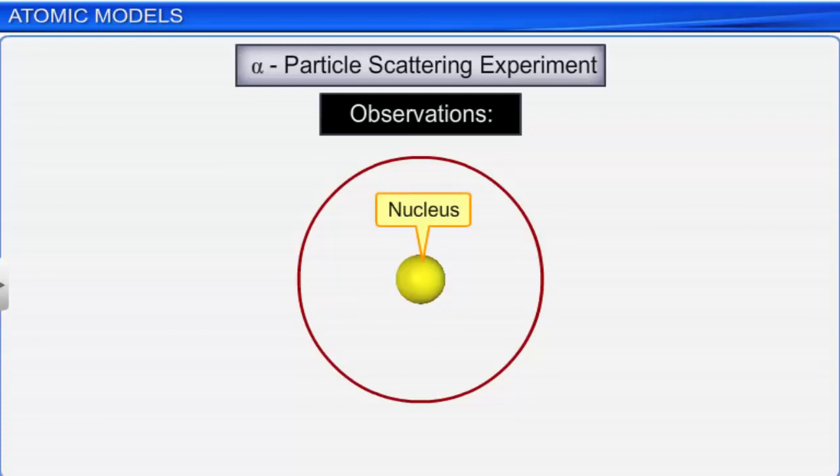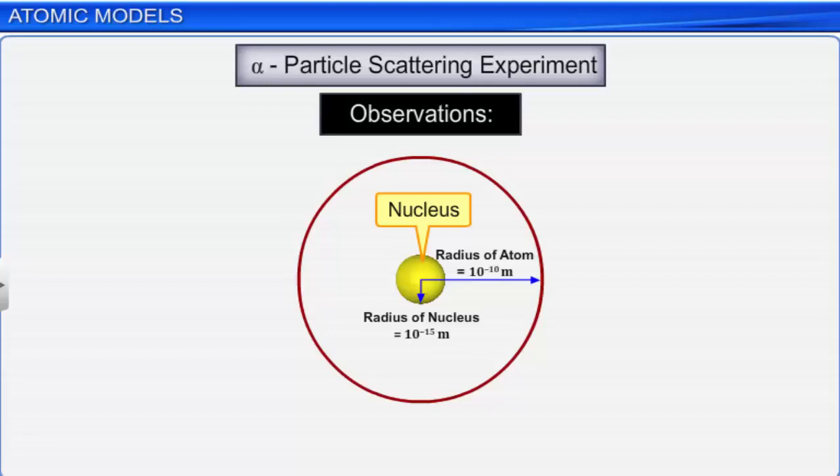Calculations by Rutherford showed that the volume of the nucleus is negligible as compared to the total volume of the atom. For an atom of radius 10^-10 meter, the radius of the nucleus is about 10^-15 meter. That means, if a cricket ball represents a nucleus, the radius of the atom would be about 5 kilometers.